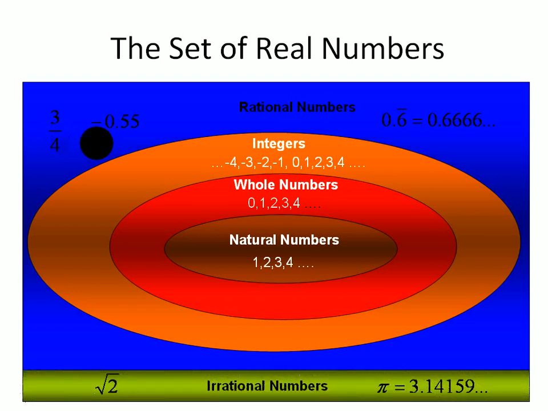On the other hand, there are some numbers that cannot be represented as a fraction. For example, the square root of 2 and the value of pi, which is 3.14159, and continues, non-repeating, up to a million places. So these irrational numbers cannot be represented as a fraction.